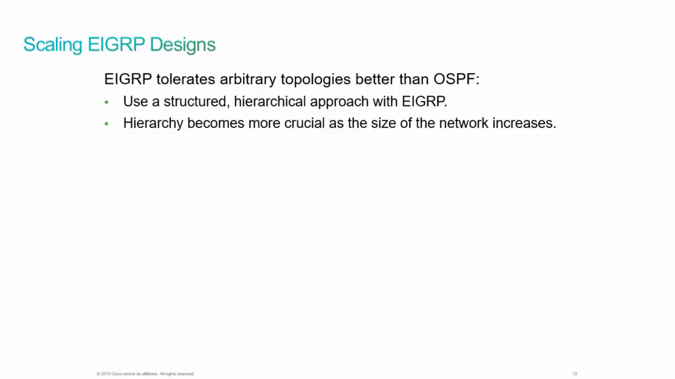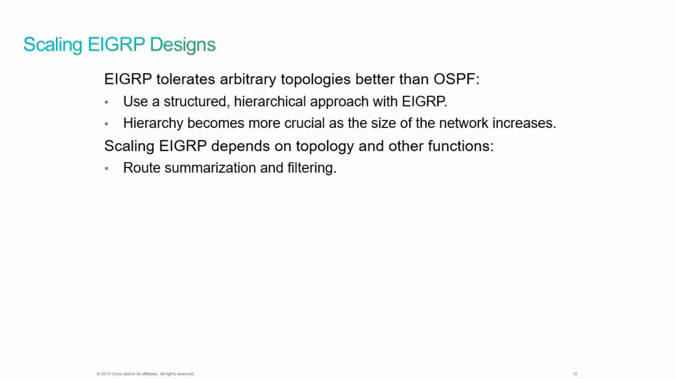And the benefits that come from that revolve around how quickly we can converge and make adjustments when something changes in the topology. So it would have to do with things like route summarization and route filtering. These are things that help us to scale EIGRP. It's not easy to do route summarization if we don't have a hierarchical network. It's not easy to do route filtering if we don't have a hierarchical network. So these are reasons why it's important for us to use a structured approach to our EIGRP designs.